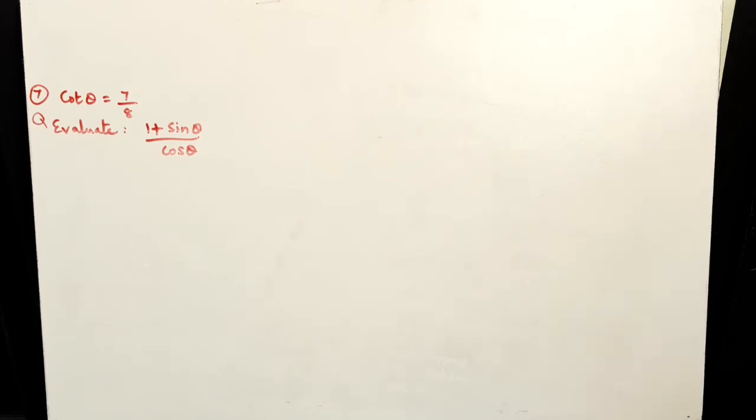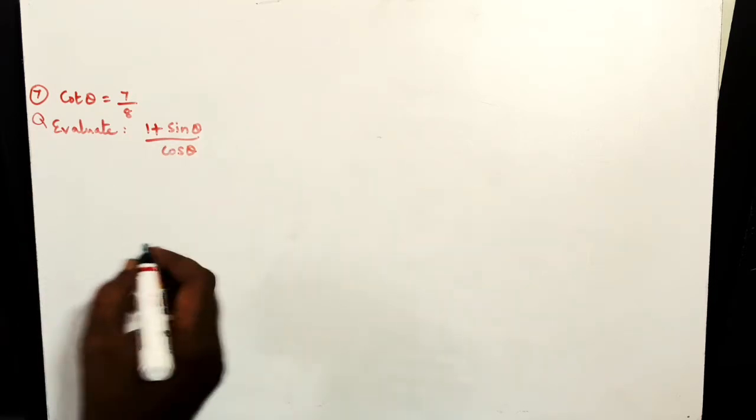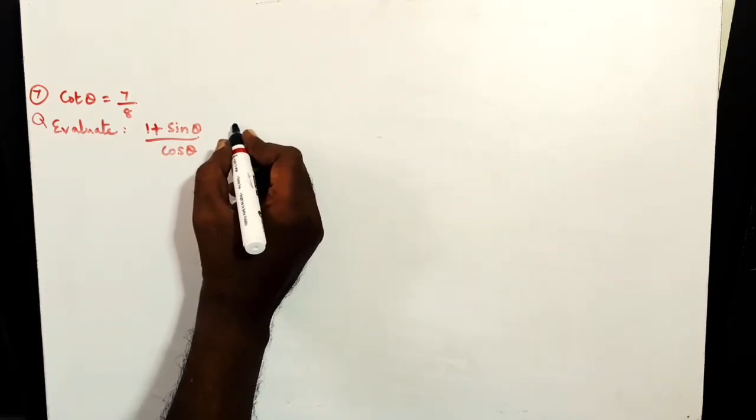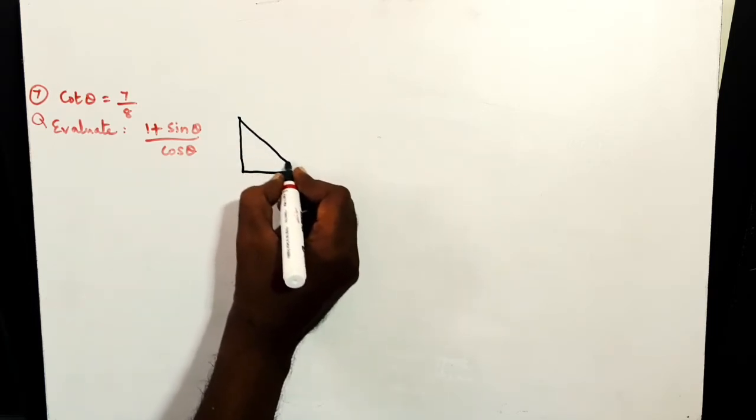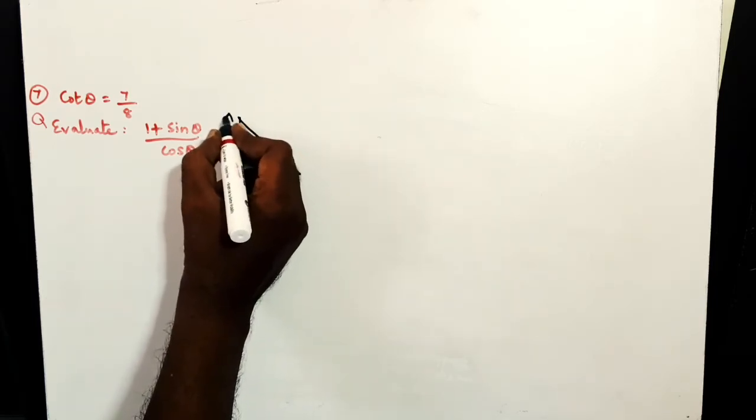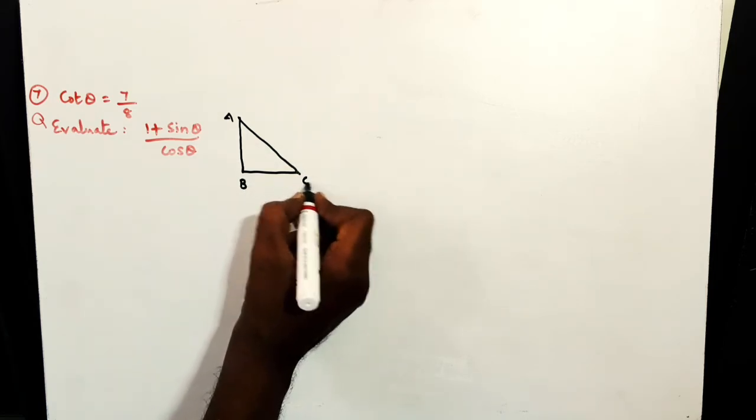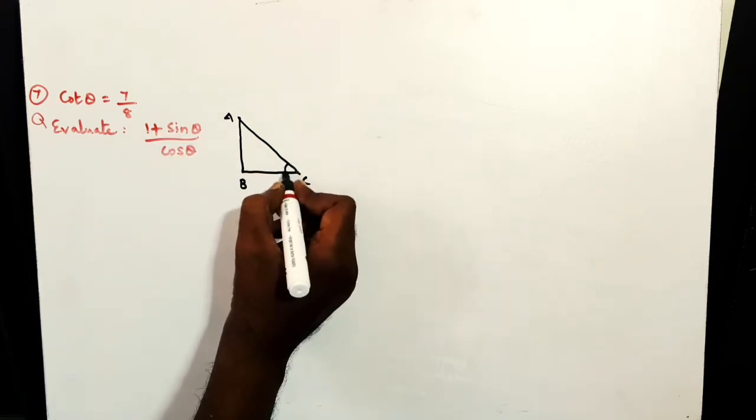Now let us see the 7th question. If cot theta is equal to 7 by 8, evaluate (1 plus sin theta) by cos theta. So I am drawing a right angle triangle here. Here A, B, C.